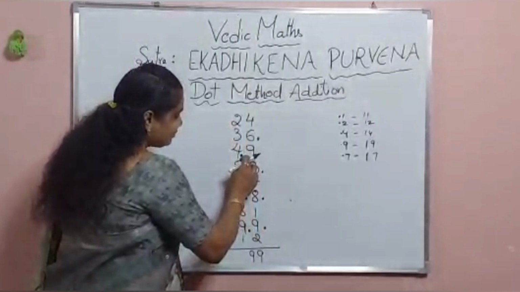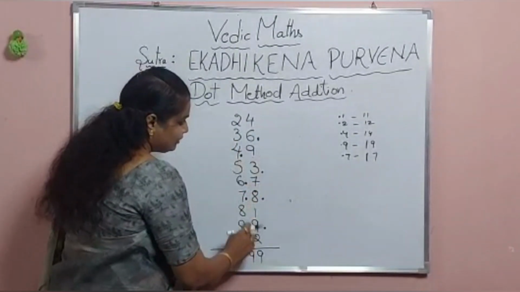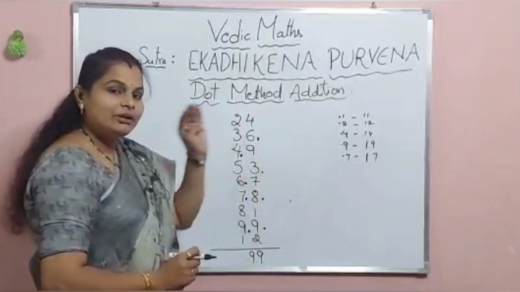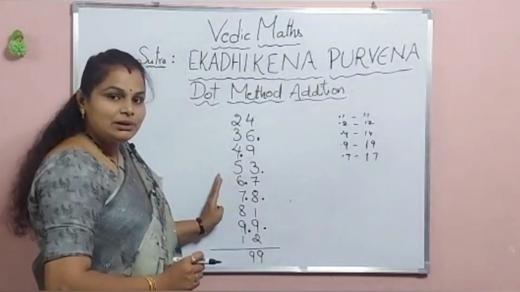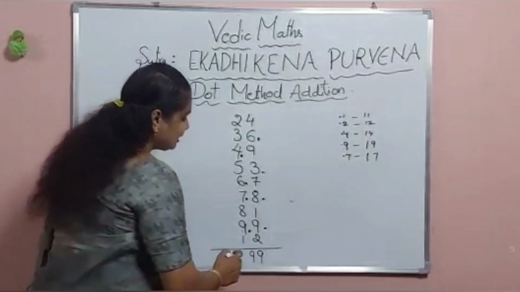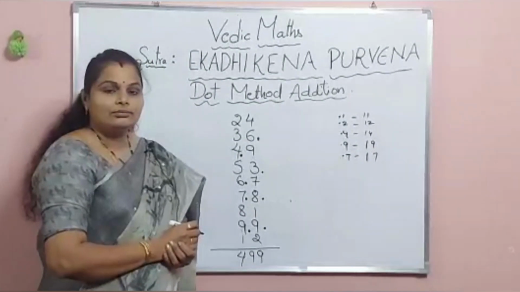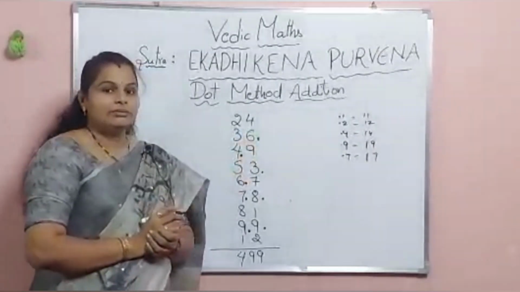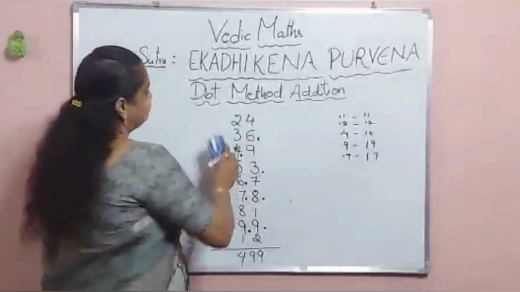So now I have to count the dots in the tens place. 1, 2, 3 and 4. So total 4 dots are there. Those 4 dots I have to bring to the hundreds place. So do we have any digits in the hundreds place? No, right? So directly I have to count the dots and write it here as the answer. Is it interesting? Let me take a 3-digit number and let us try how to do a 3-digit number.